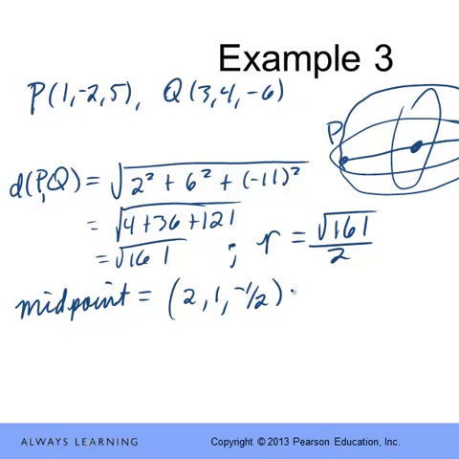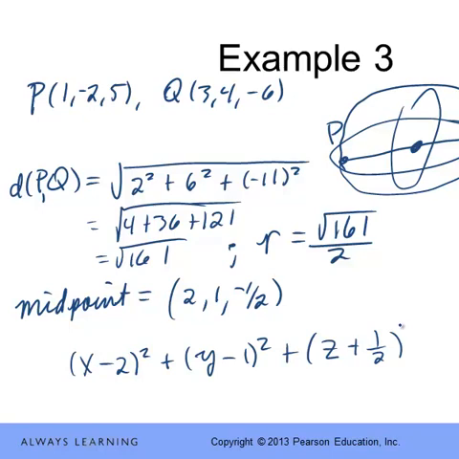And then to find the equation, we have x minus the x-coordinate of the center, which is 2, squared, plus y minus the y-coordinate of the center, which is 1, squared, plus z minus negative 1/2, so we'll write z plus 1/2 squared is equal to the radius squared. So the square root of 161 over 2 squared, so that'd be 161 over 4. Okay.